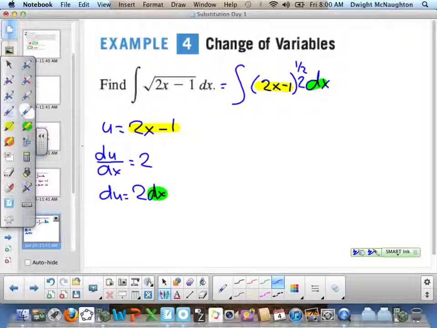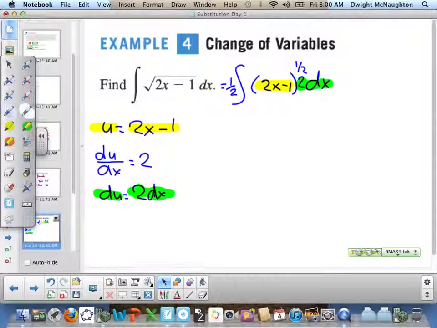Well, you can balance a change of multiplying by 2 by multiplying by 1/2. Because 2 times 1/2 is 1, and I really just multiplied by 1, which doesn't change the expression. So now the 2 is there. I got my 2 dx, which is really du. I got my 2x minus 1, which is going to be u. And I can go ahead and finish the problem.